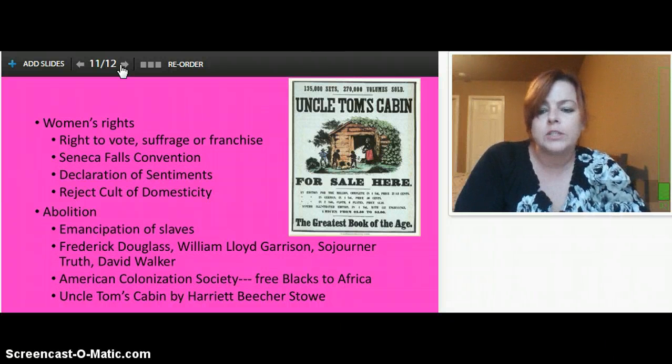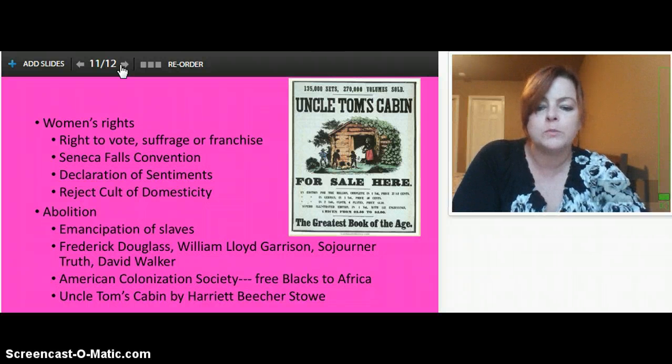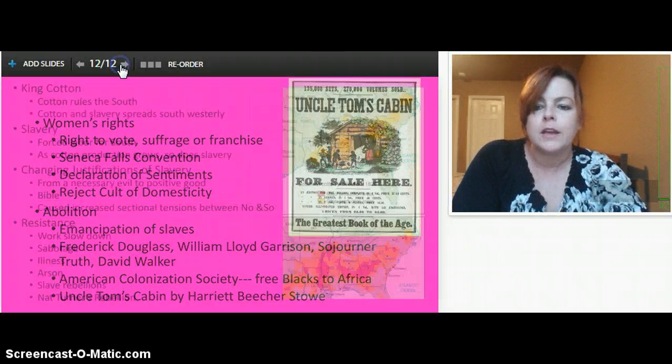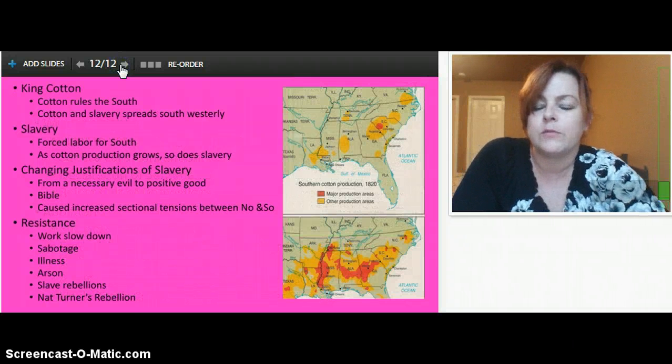Okay, so abolition, we know, is emancipation of slaves, right? We've got quite a few abolitionists here, so you might have some passages from them. The American Colonization Society, remember that was the plan to send free blacks back to Africa. And then, of course, Harriet Beecher Stowe's book, Uncle Tom's Cabin, is one of the books that really reveals a lot of the horrors of slavery.